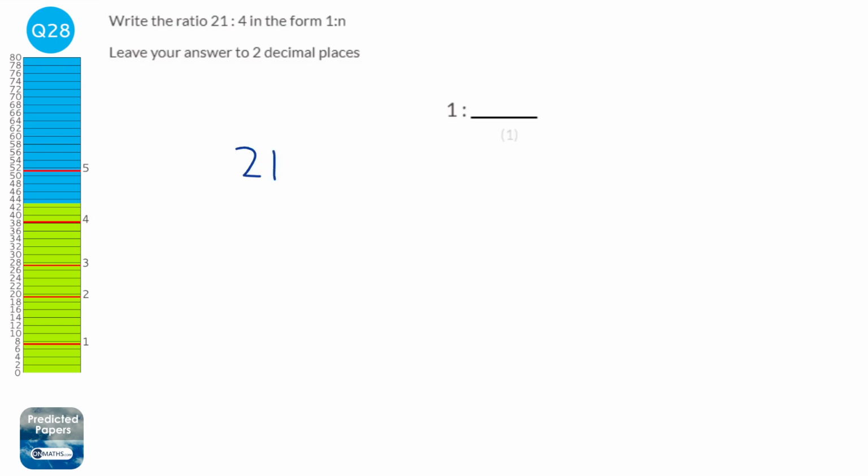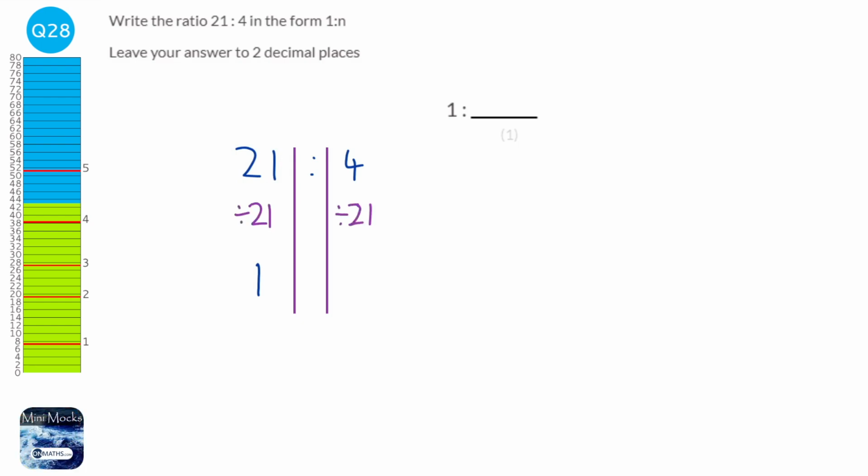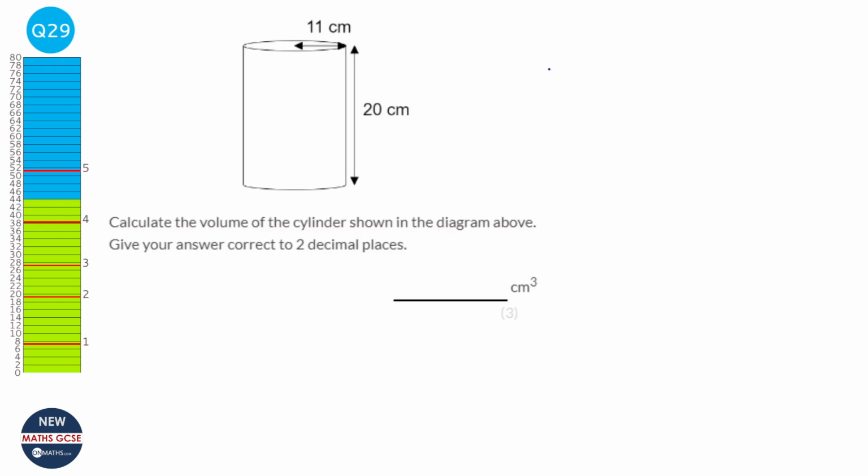So we're given 21 to 4 is the ratio. We're just going to have our lines in, because what we need to do is make the left hand side be 1. Okay? And to do that, for 21 I need to divide it by itself, divide it by 21, and we're going to do the same to the right hand side. So 21 divided by 21 is 1, perfect, that's what we wanted. 4 divided by 21 is 0.190 blah blah blah. It says it wants it to 2 decimal places, so it's going to be 1 to 0.19.